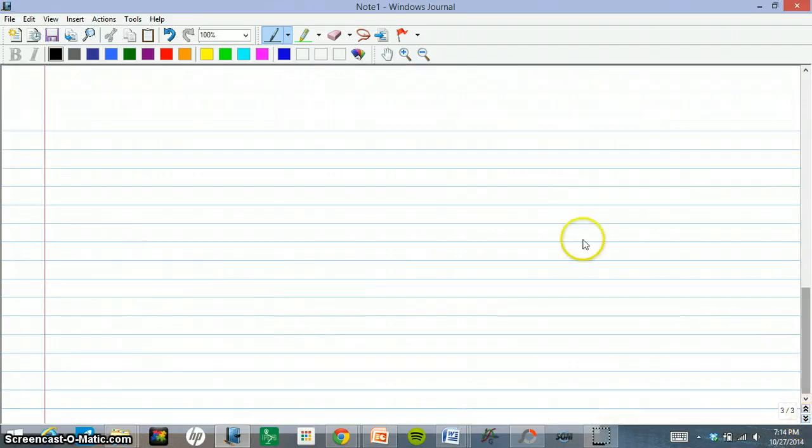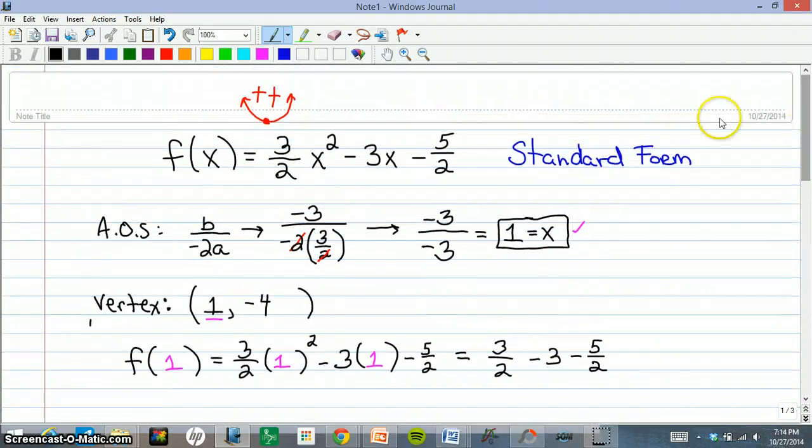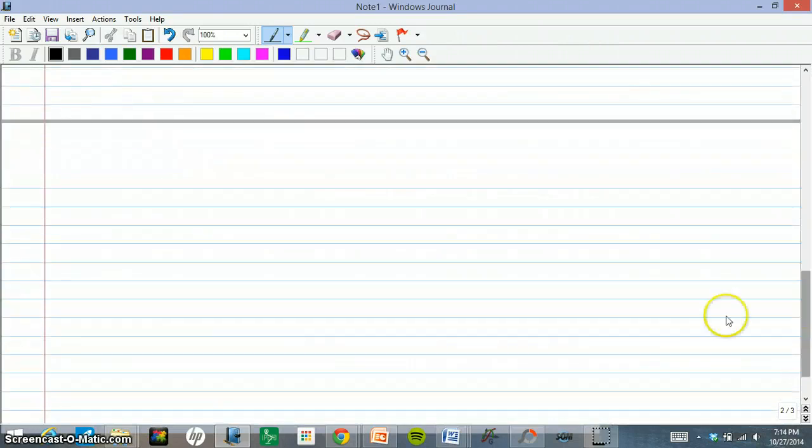Alright, to find our x-intercepts, there are multiple options from standard form. You can try to factor this. I'm not going to cross that bridge. I don't like to factor with fractions. We could complete the square, but that looks like a lot of work because we need an a value of 1, so we're going to have to factor out a 3 halves, and things are going to get really messy. So let's just use our trusty quadratic formula.